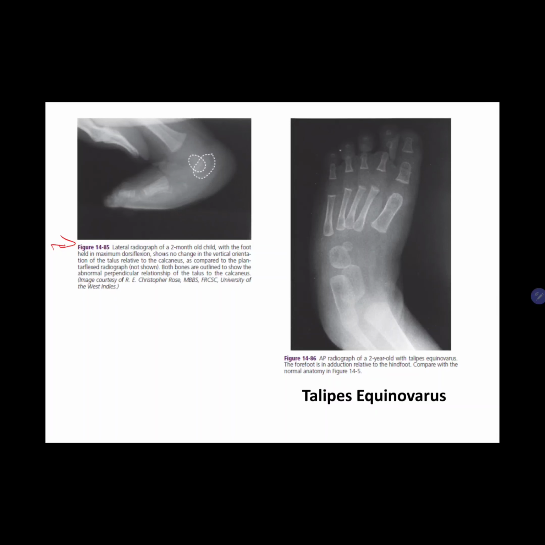Alright, so I think this is the last of the foot deformities. So we have talipes equinovarus. This is the most common congenital deformity of the lower extremity and is commonly known as clubfoot.